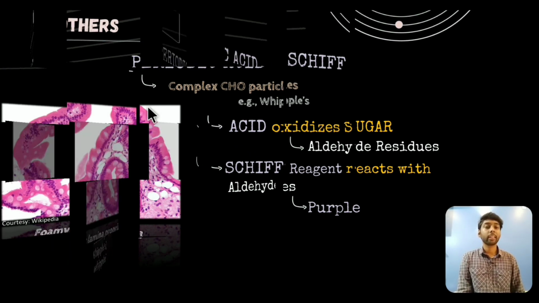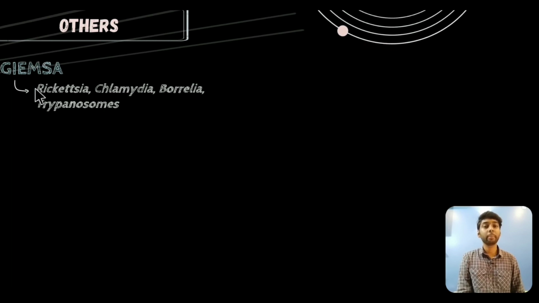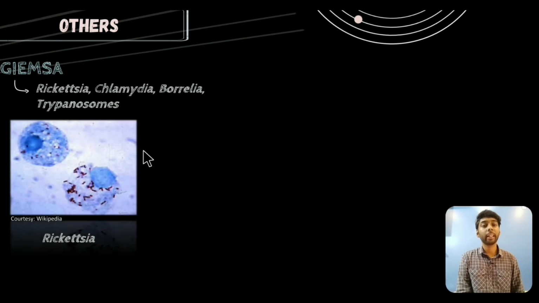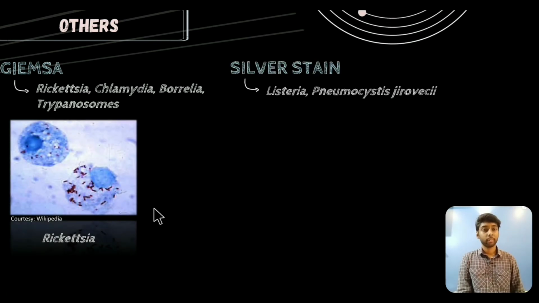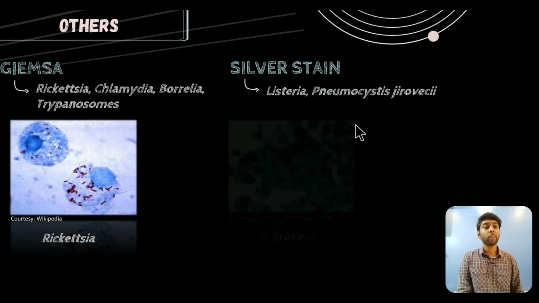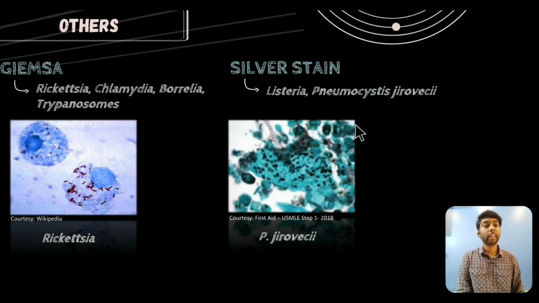Now our last two stains. Firstly, we have Giemsa, and this is used for rickettsia or chlamydia, the obligate intracellular organisms. Here we can see that the rickettsial organisms are inside a host cell. And the last stain would be silver stain. Silver stain we can use for Pneumocystis jirovecii, which is actually a very important fungus in case of AIDS patients. And this is a slide of Pneumocystis jirovecii. So these black dots here, these are actually the fungi, and this is a silver stained slide.